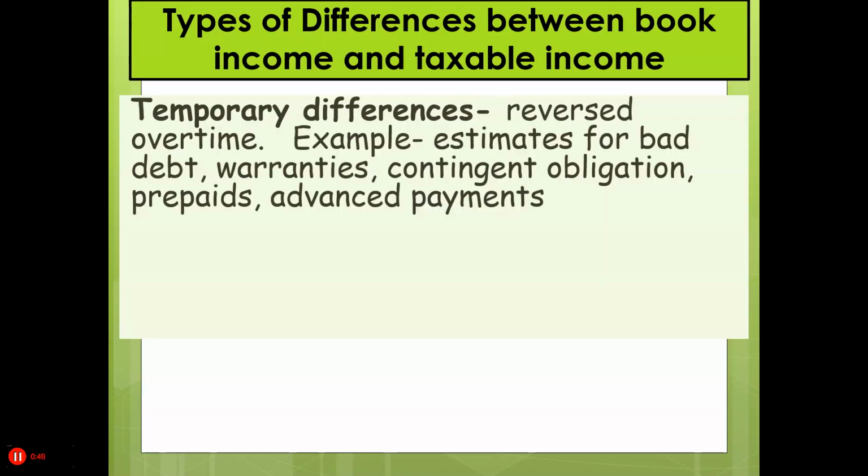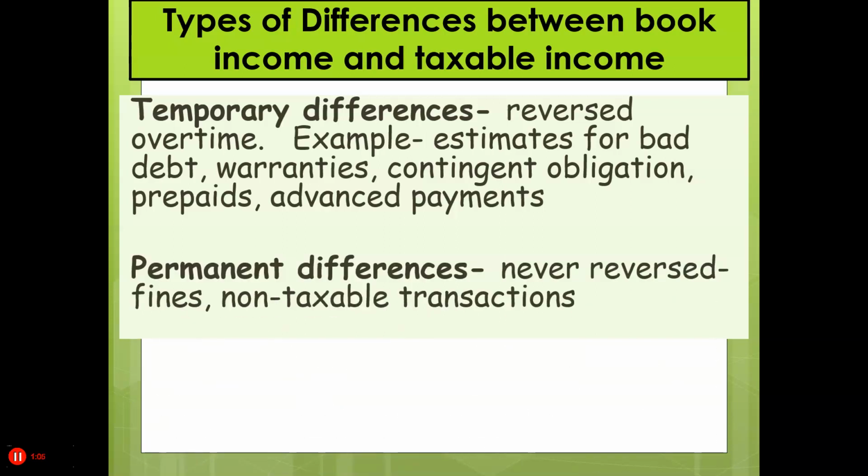So, temporary differences reverse over time, and examples would be estimates for bad debt, which we cannot include for tax purposes, warranties, contingent obligations, prepaid, and advance payments. We also have what we call permanent differences. These are never reversed. These are fines and non-taxable transactions.